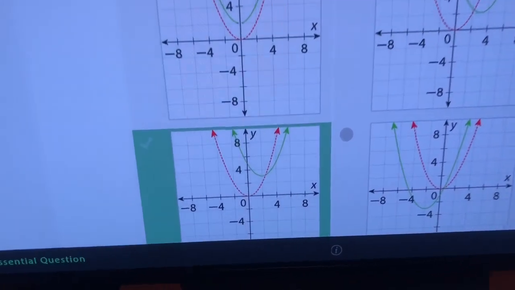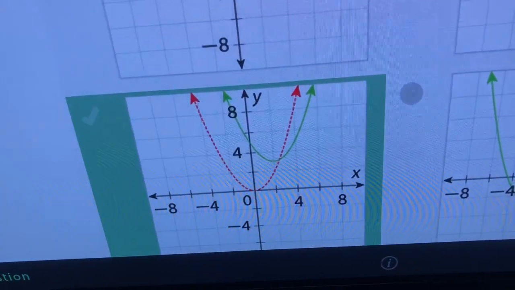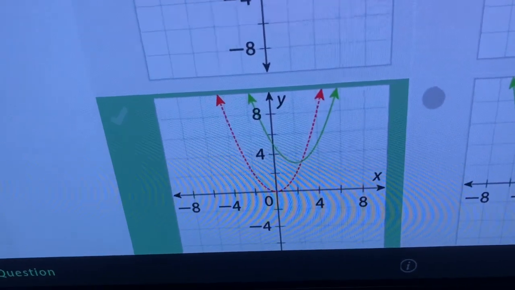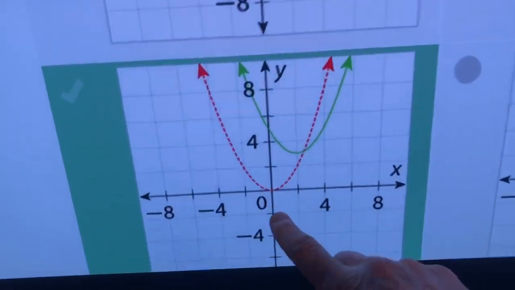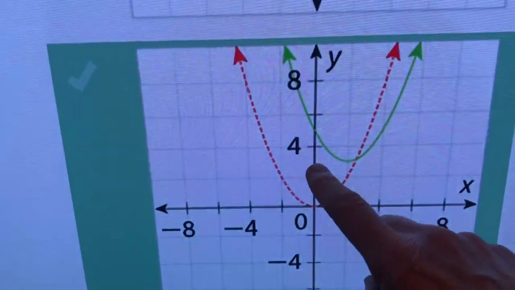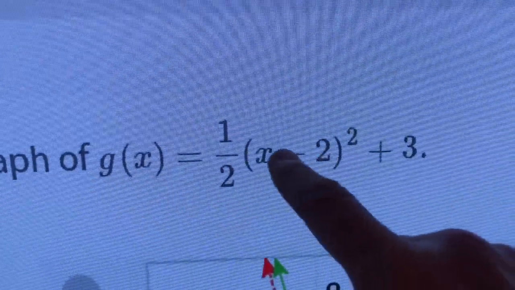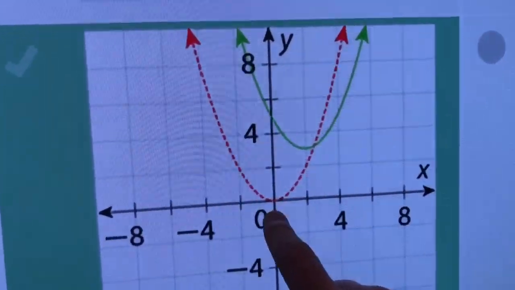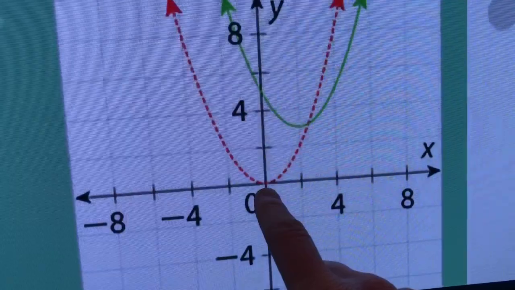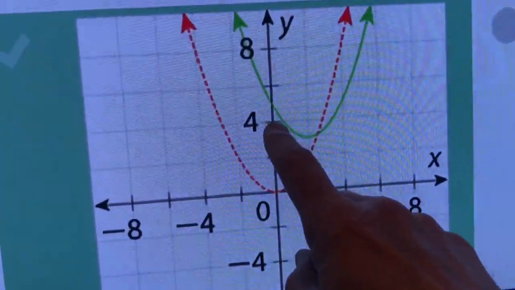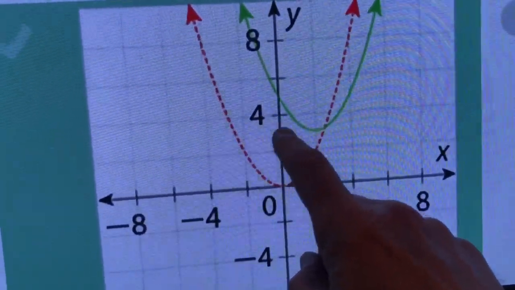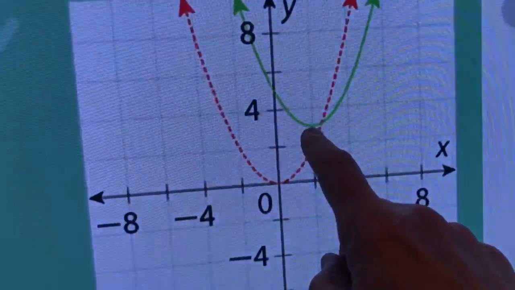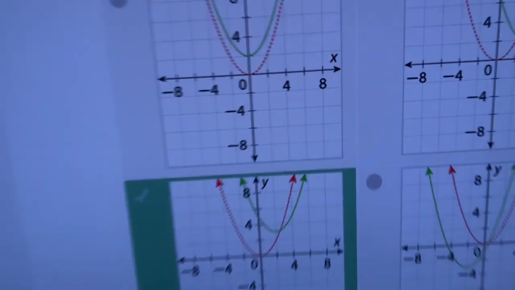Well, as you can see here, the red being our parent graph, the 3 makes it so we move the vertex up 3, and the minus 2, the 2 makes it so that we move it over 2. So the vertex started here. The 3 makes it go up 3 to here. Wish they would have done 1 for each, and then over 2. Do you see that? I'm going to explain it a little bit further now.